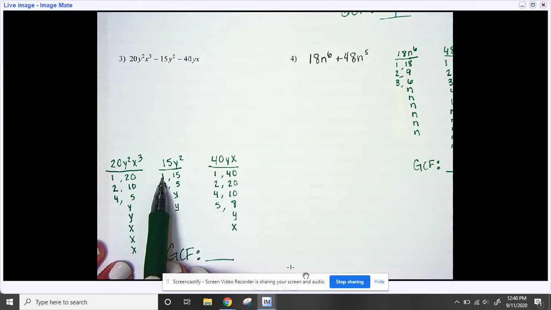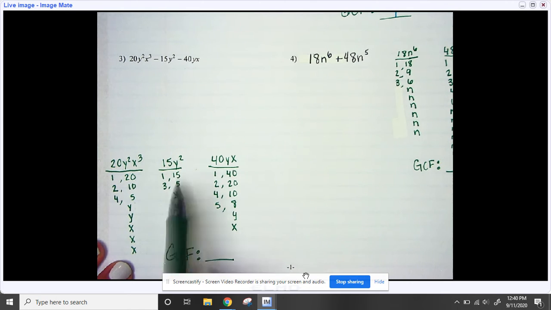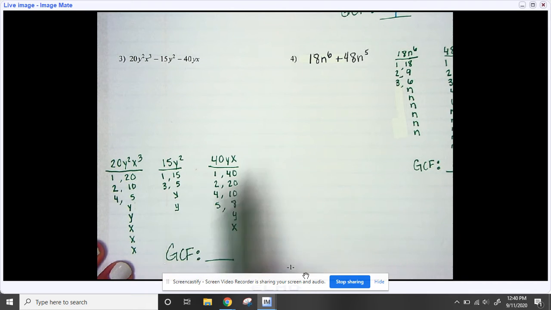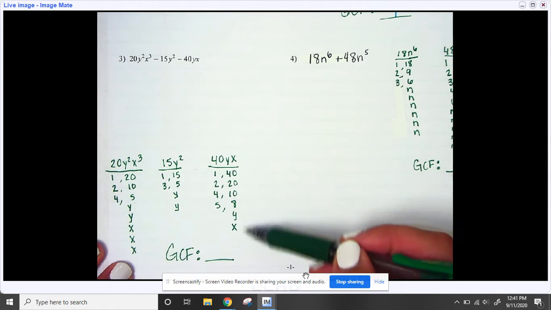15y squared, you could do 1 times 15 or 3 times 5. There were 2 y's, so I put those on the end here. And then 40yx, 1 times 40, 2 times 20, 4 times 10, 5 times 8. There was 1 y and 1 x.